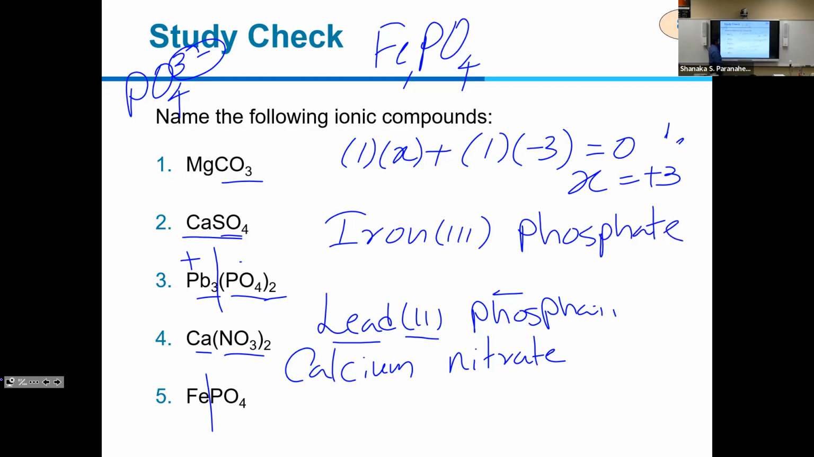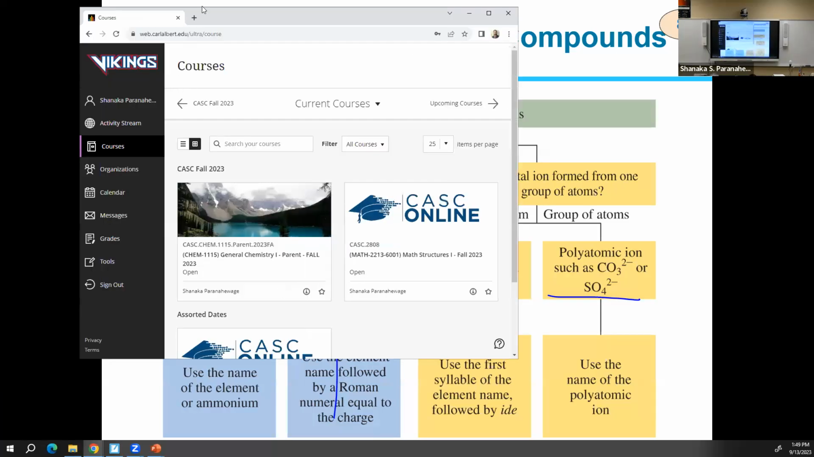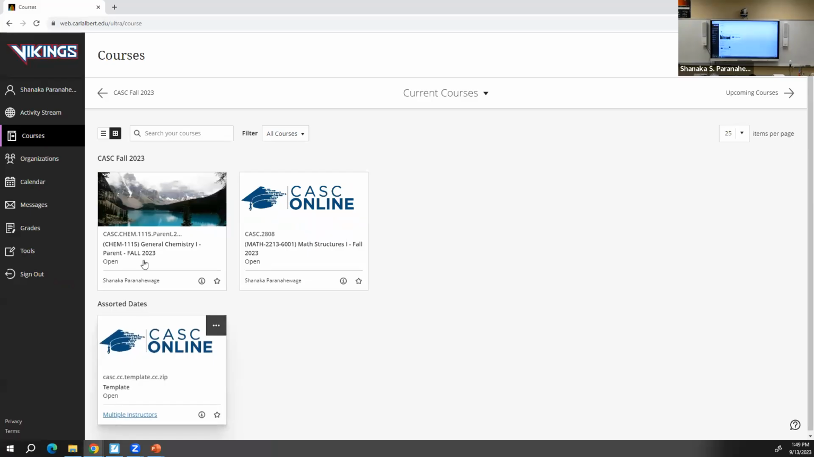Okay, if you have correct answers for these 5 questions, you are good. You have learned naming ionic compounds. If not, you have to go over my lectures again and make sure to practice this. Any question? Do you need more examples? If you need more examples, there are 2 worksheets on Blackboard and it has like 100 examples. You can download those 2 worksheets and practice.